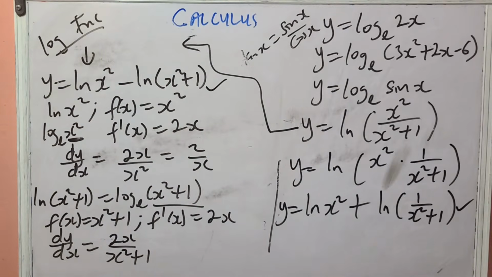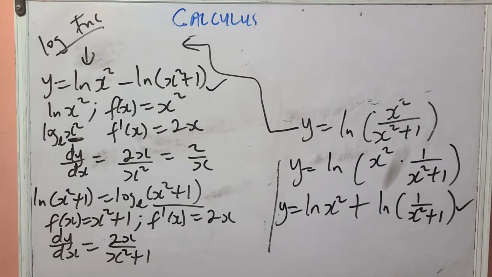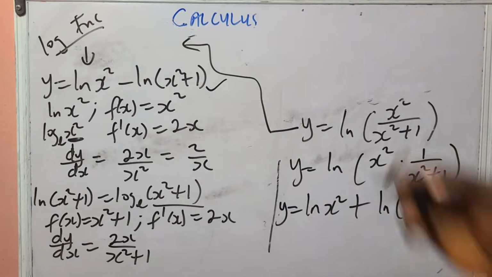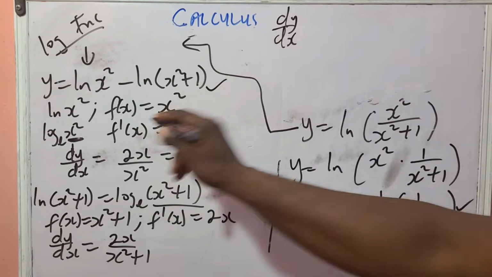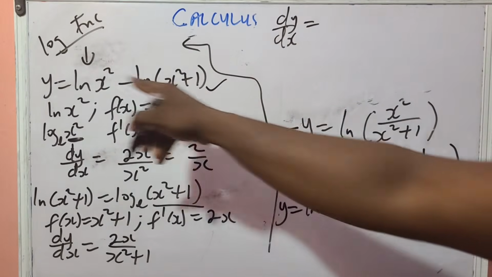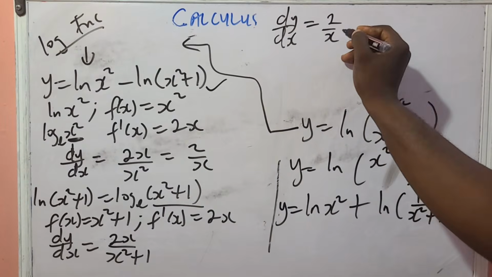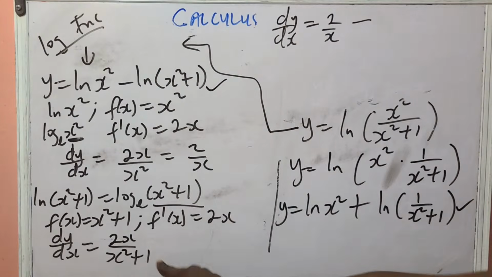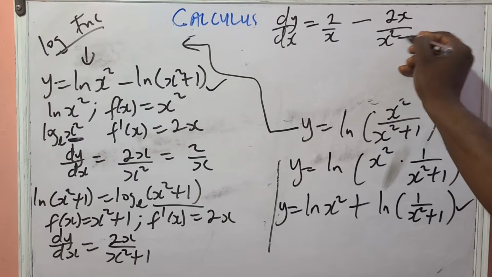So obviously now, if you want to go on to find the final answer, don't forget we are doing it for this whole thing. It's not just for individual parts. So we have to bring them all together. So the dy/dx of this whole thing will be the same thing as you will bring that of ln x squared, which is 2 over x, minus, there's a minus in between, then the derivative of this one, which is 2x over x squared plus 1.